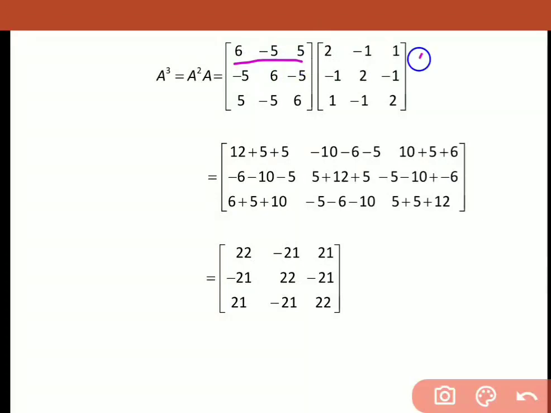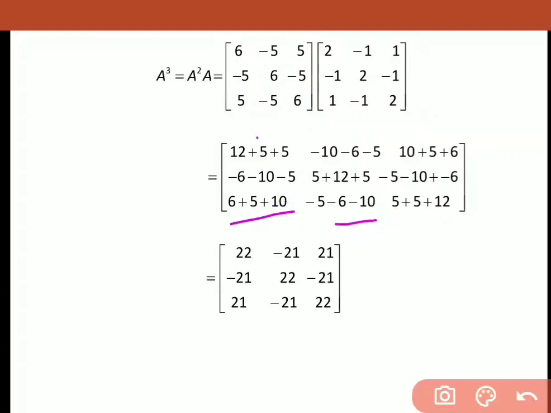First row into third column, that is 6 into 1 is 6, I have written here. Minus 5 into minus 1 is plus 5. Then 5 into 2 is 10. You will get the same thing, 21 only. And similarly, second row into first column, second row into second column, second row into third column, you will get here. Then third row into first column, you will get this one.